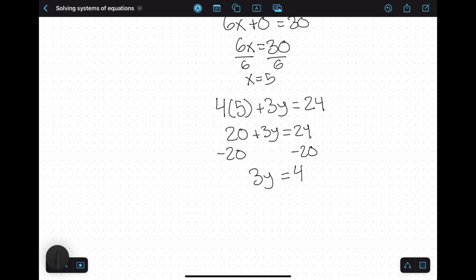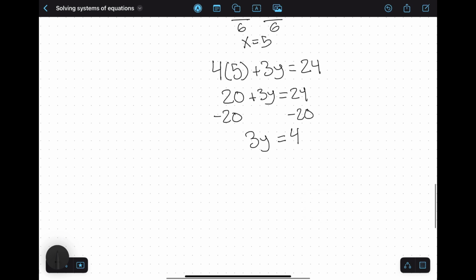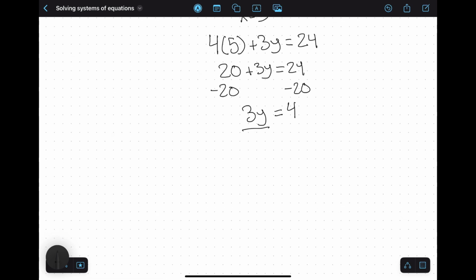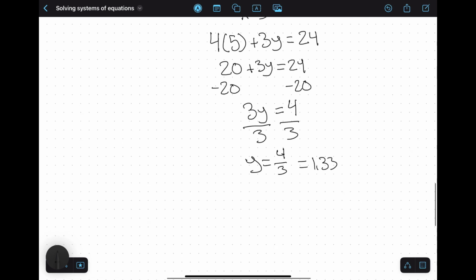Now, to isolate y, we must divide by 3 on both sides. So y equals 4 over 3. You could leave it as 4 over 3, or if you've got a calculator or you want to do it the hard way, that is equal to 1.33. So the solution where the lines intersect would be 5, 4 over 3.